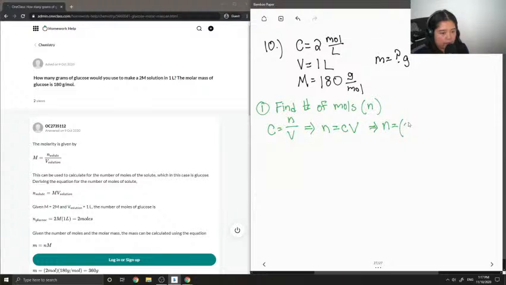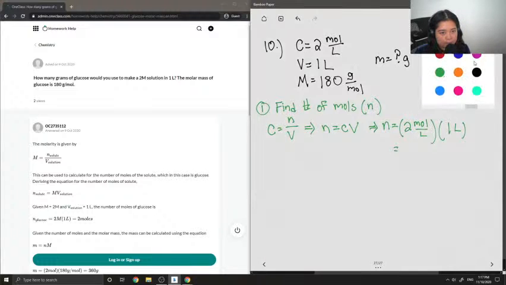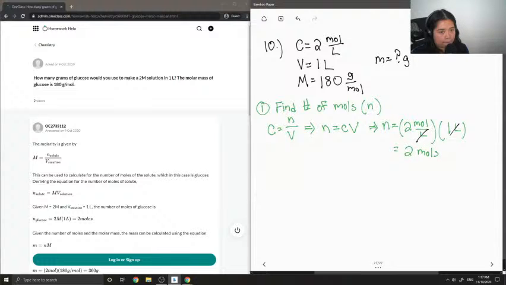So we know the concentration is 2 moles per liter. We know the volume is 1 liter. So if we multiply the two together, you should see the liters canceling out, and we're left with the value in moles, and it is just 2 moles. So after we find the number of moles, now we can find the mass.